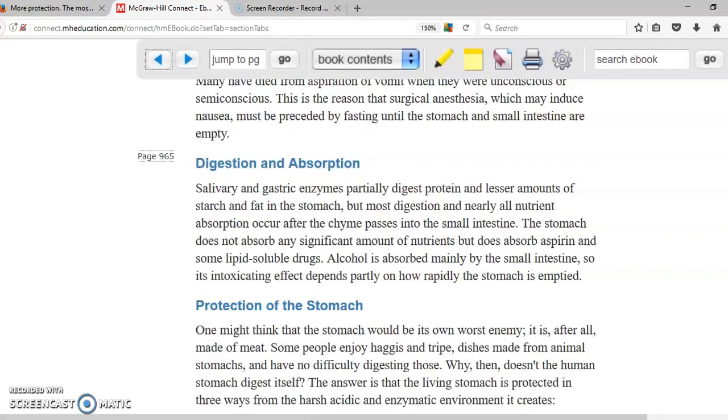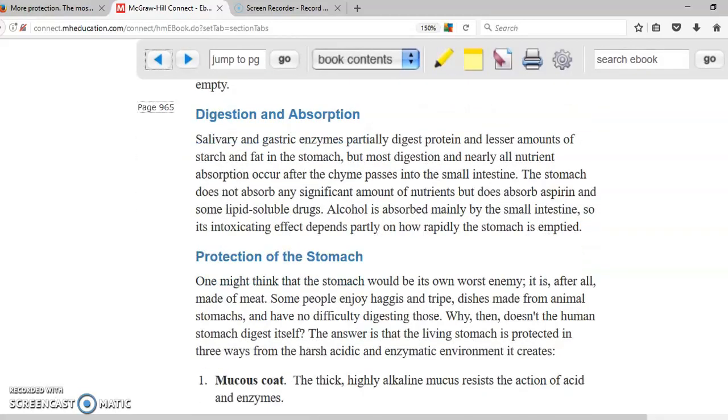Digestion and absorption. Digestion basically starts in the mouth. It doesn't stop there because after that it goes into your stomach. After that it will go into your small intestine where the final digestion is going to happen. You will absorb the nutrients at the level of the intestines.